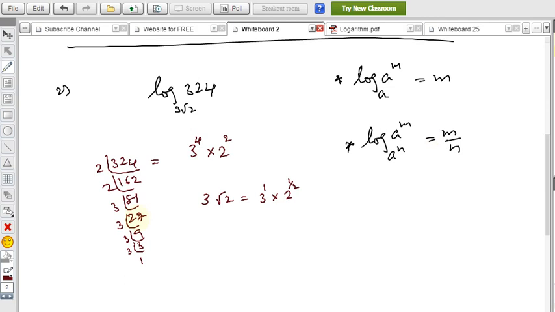Now altogether I am making it as the question. See here. So log 324 to the base 3 root 2: log of 3 power 4 into 2 power 2 to the base 3 power 1 into 2 to the power 1 by 2.